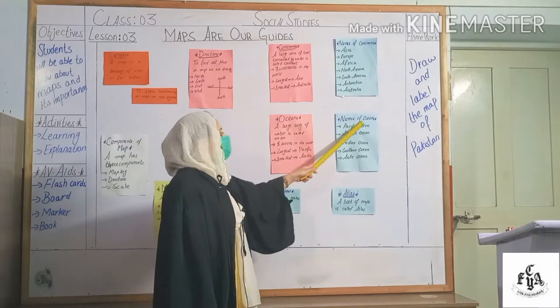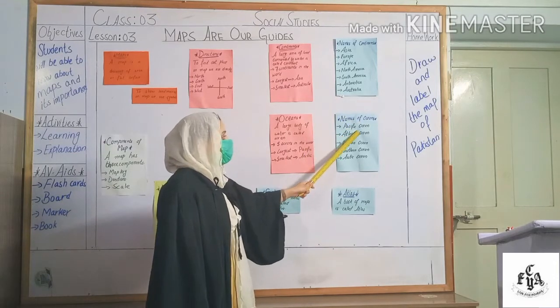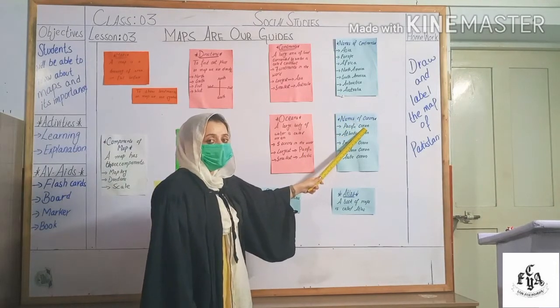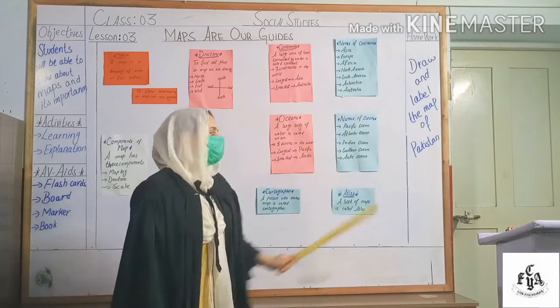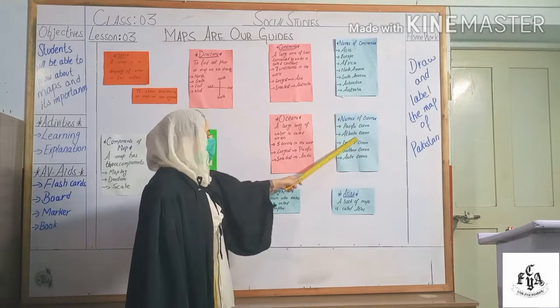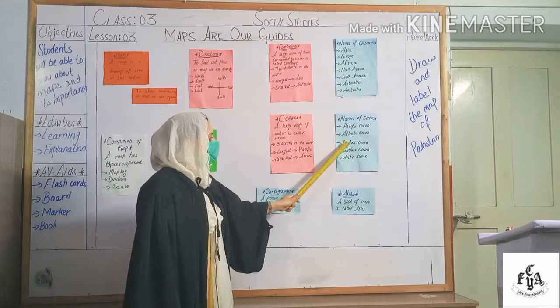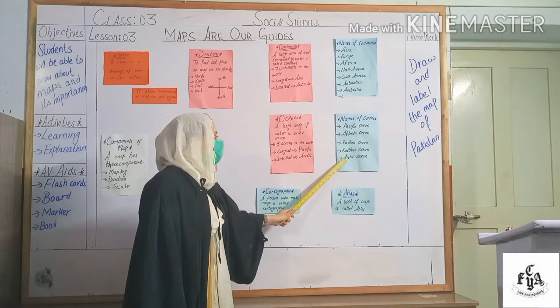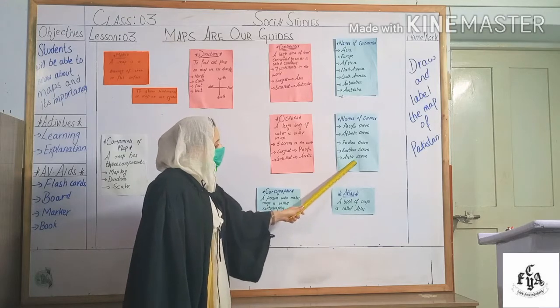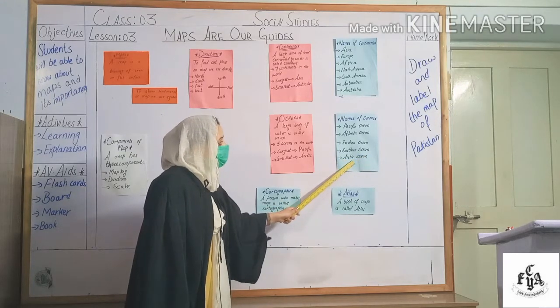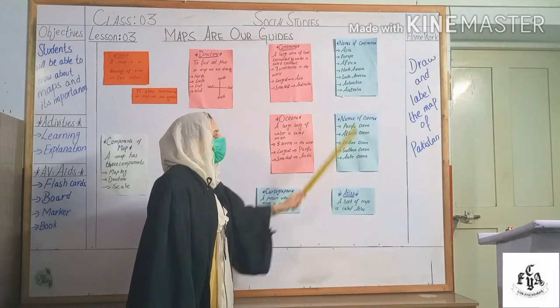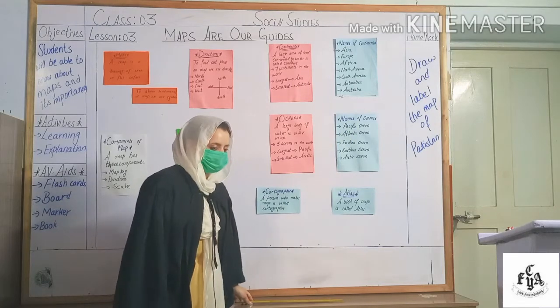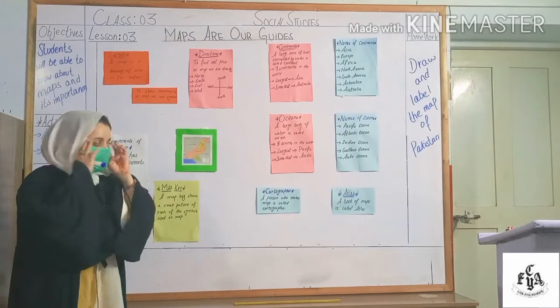Let's come to the names of the oceans. Number 1 is the Pacific Ocean, which is the largest ocean. The second one is the Atlantic Ocean, then the Indian Ocean, Southern Ocean, Arctic Ocean. The Arctic Ocean is the smallest ocean and the Pacific Ocean is the largest.